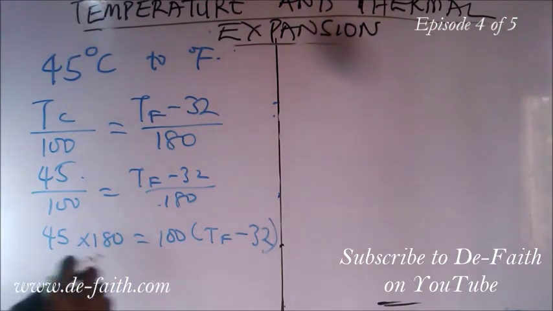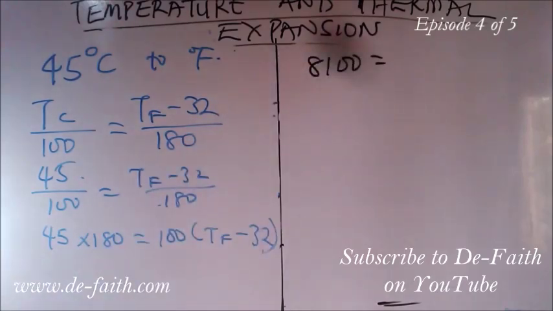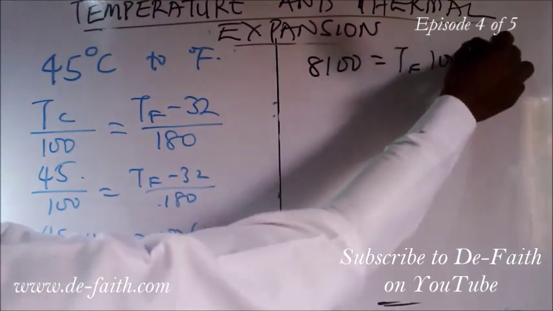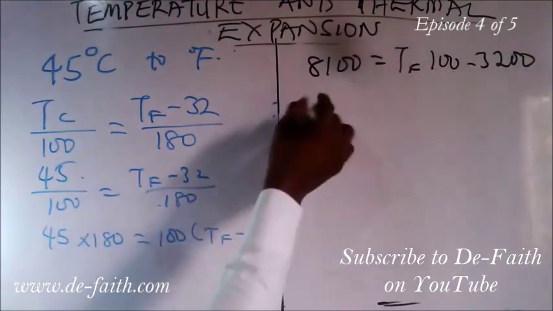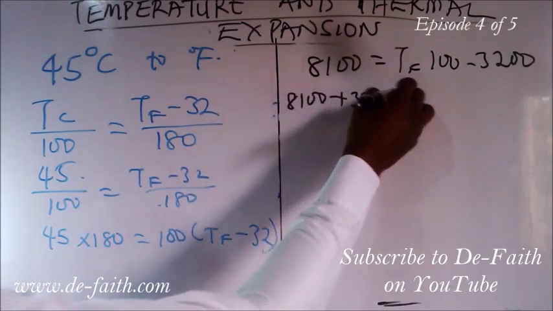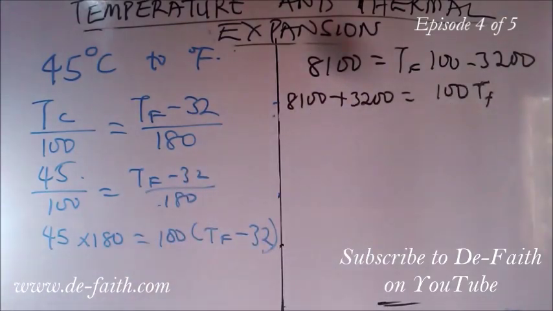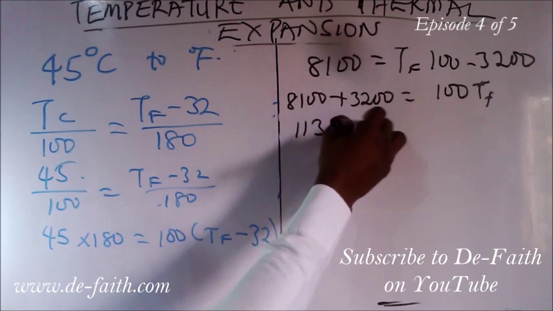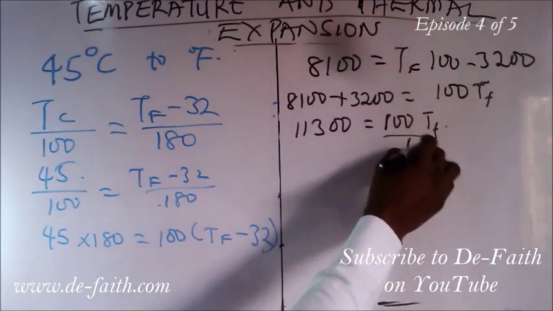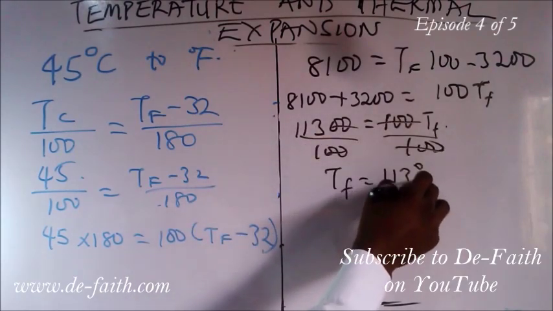We have 45 times 180, that is 8100, equal to temperature in Fahrenheit times 100 minus 3200. We collect like terms, that's 8100 plus 3200 equal to 100 times temperature in Fahrenheit. When we add this, we have 11300 equal to 100 times temperature in Fahrenheit. So divide both sides by 100, we have temperature in Fahrenheit to be 113 degrees Fahrenheit.